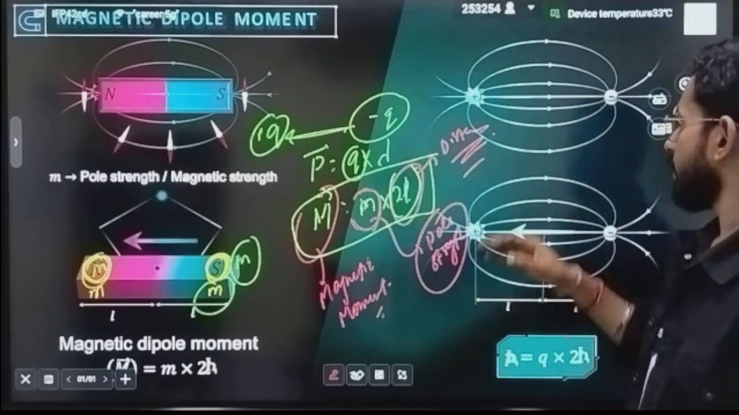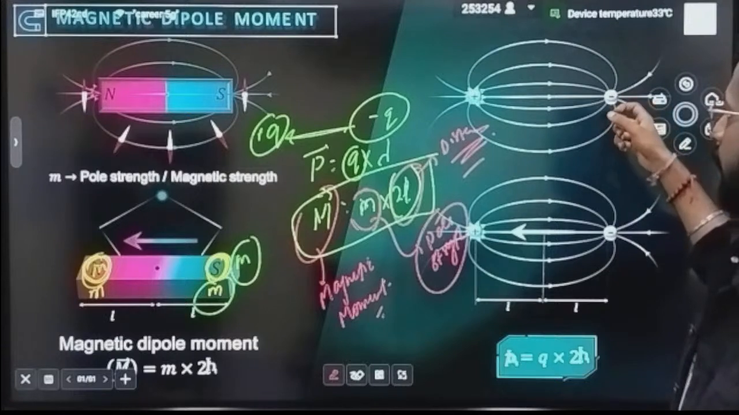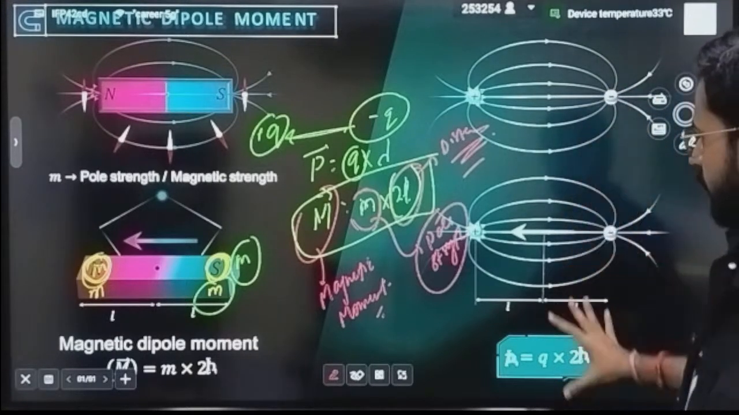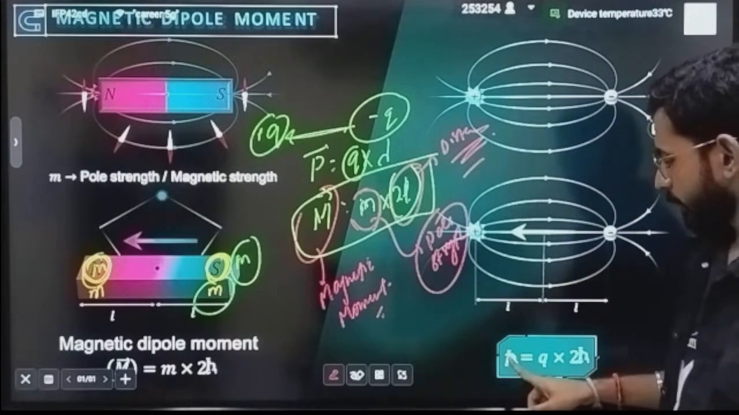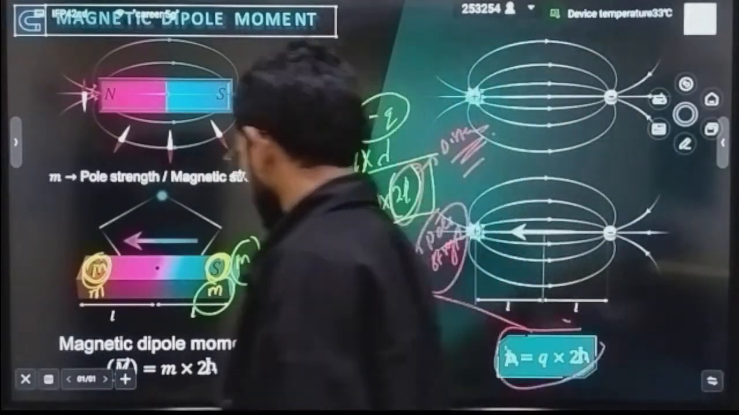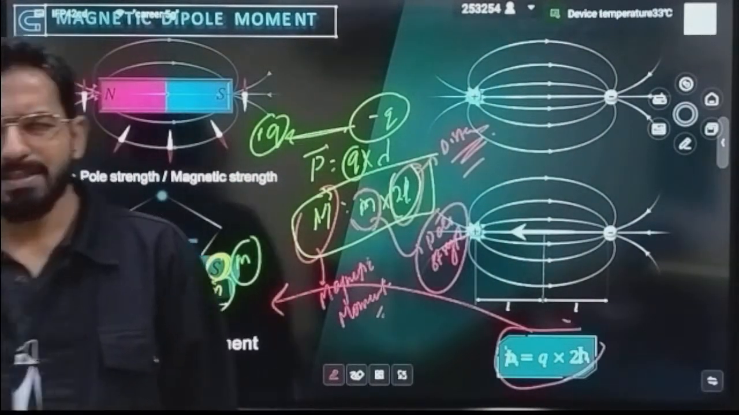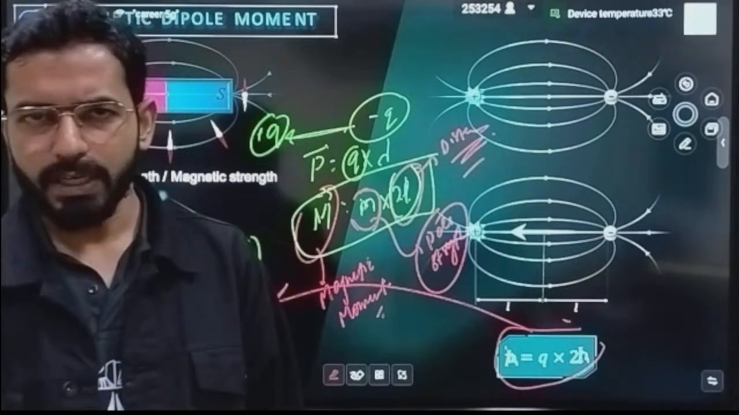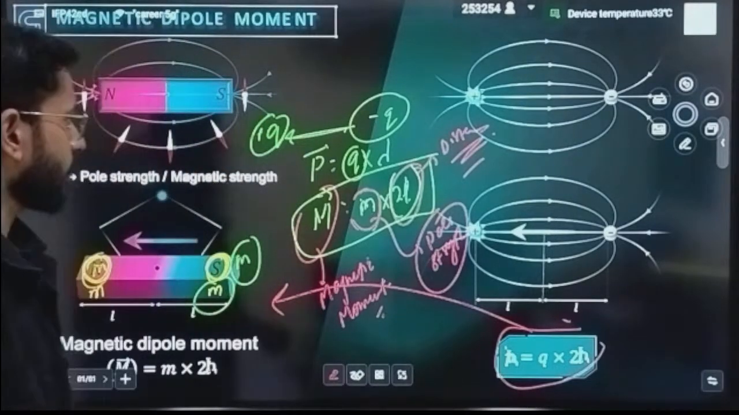Now here you have also been shown the direction for electric fields. Here a comparison is given for electric field: P is equal to Q into 2L. What is the electric field? And we are making an analogy with the magnetic field. A lot of formulas remain the same from magnetic field to electric field.